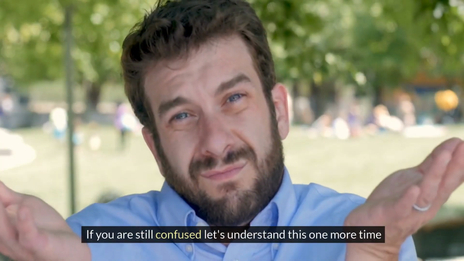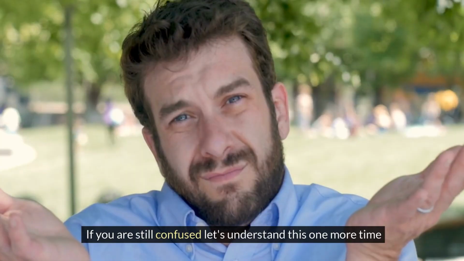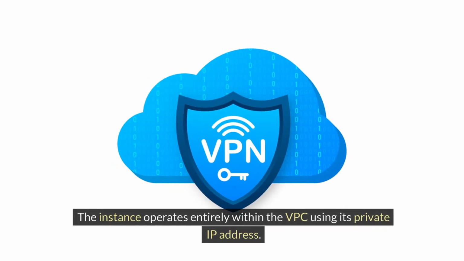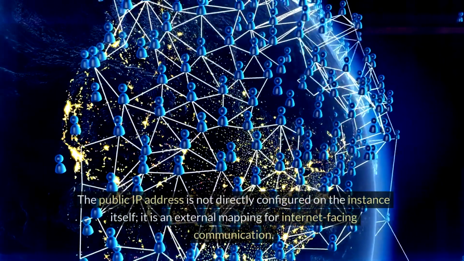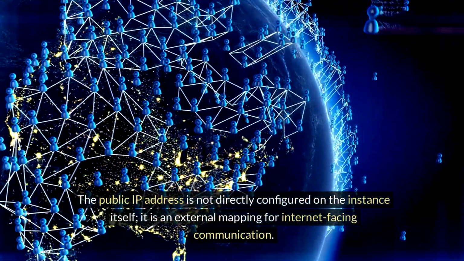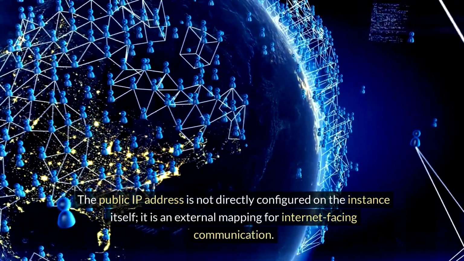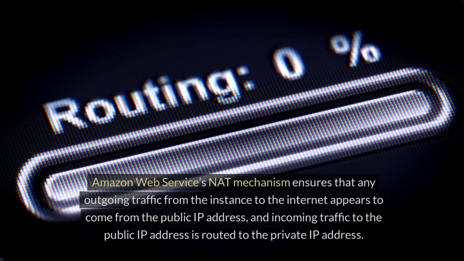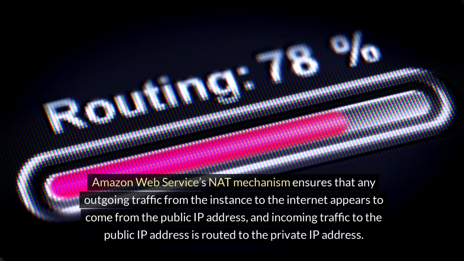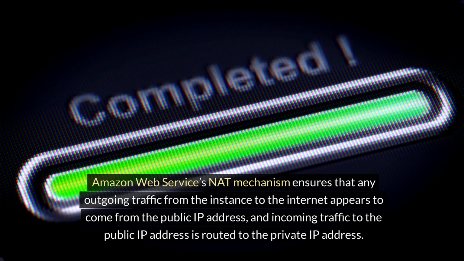If you are still confused, let's understand this one more time. The instance operates entirely within the VPC using its private IP address. The public IP address is not directly configured on the instance itself. It is an external mapping for internet-facing communication. Amazon Web Services NAT mechanism ensures that any outgoing traffic from the instance to the internet appears to come from the public IP address, and incoming traffic to the public IP address is routed to the private IP address.